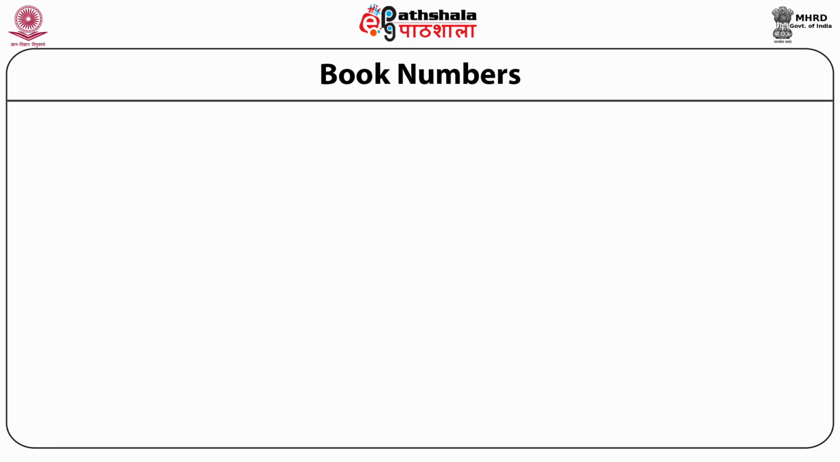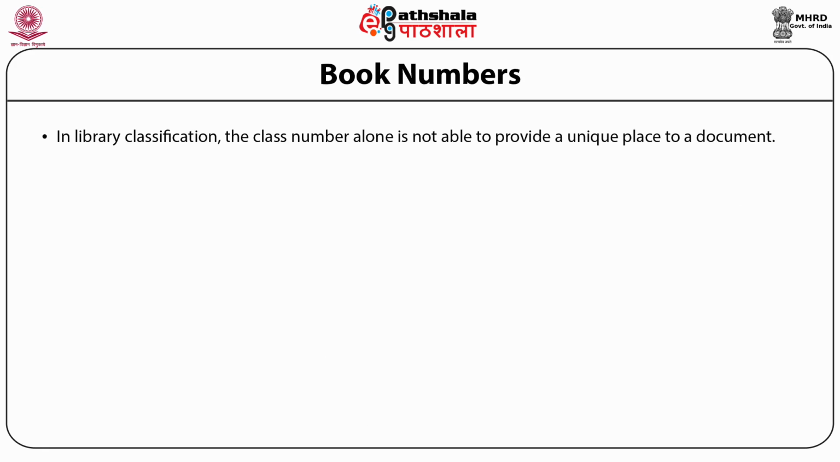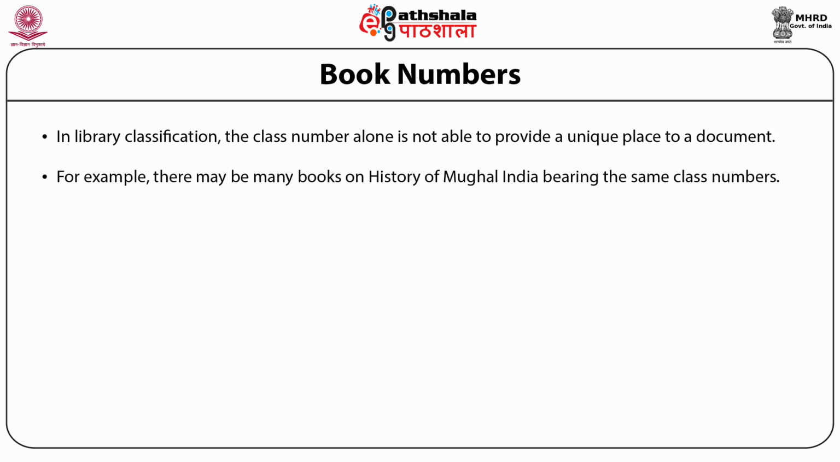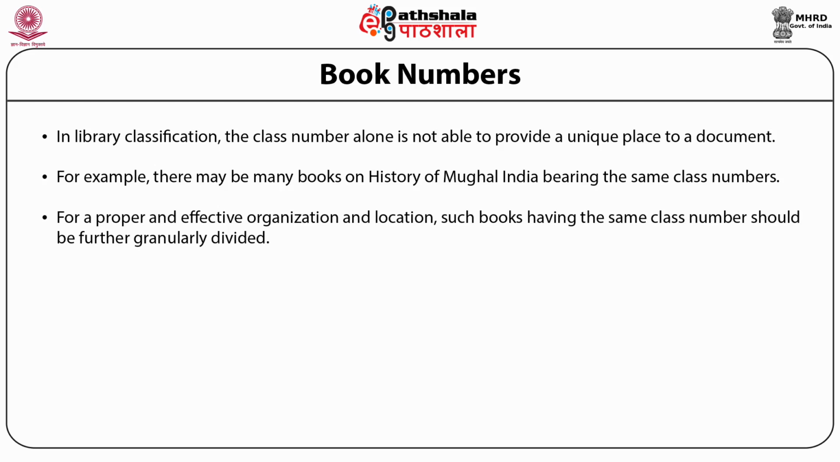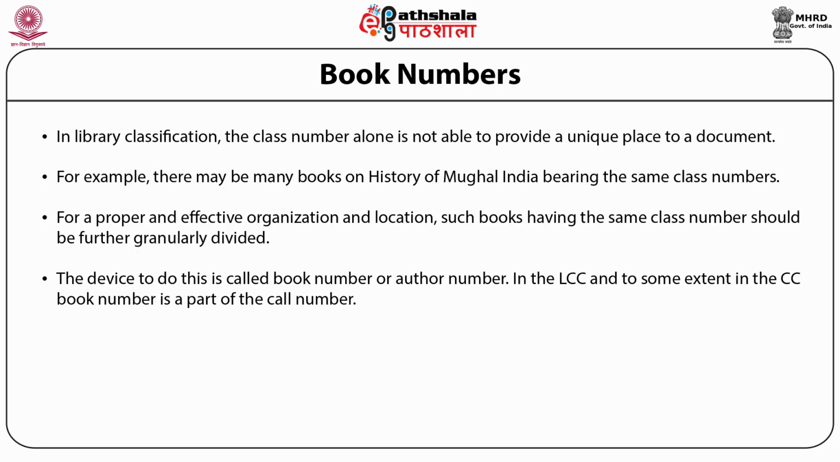Another component of a classification system is the book number, which may also be called part of the notation. In library classification, the class number alone is not able to provide a unique place to a document. For example, there may be many books on the history of Mughal India bearing the same class number. For proper and effective organization and location, such books having the same class number should be further divided individually. The device to do this is called a book number or author number.